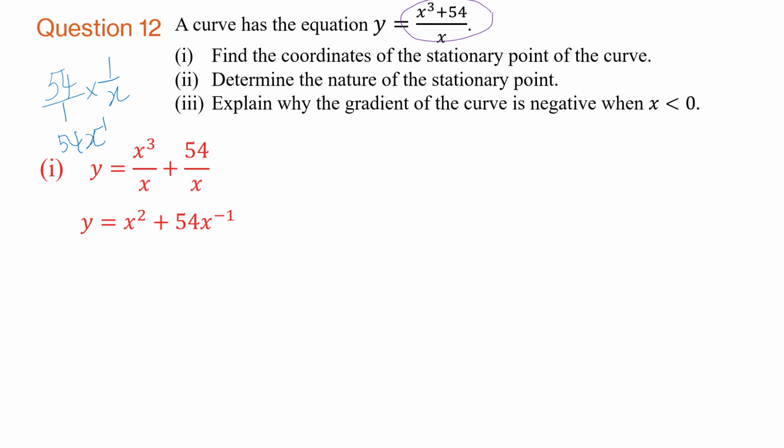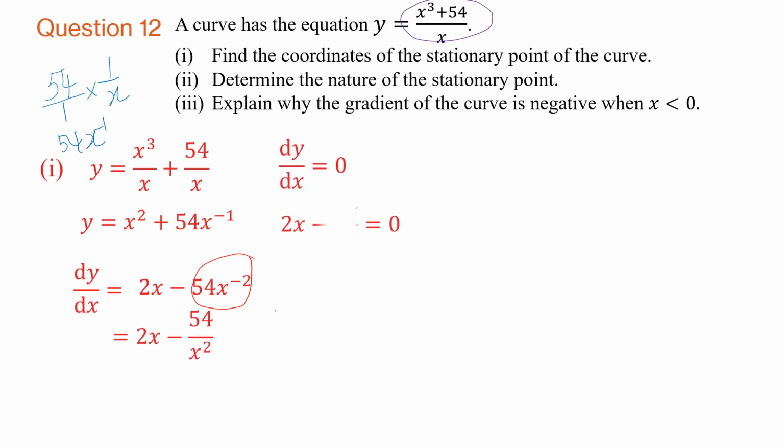Right, so we're going to find dy dx. Differentiate x squared, you get 2x. Differentiate 54x to the power negative 1, you get negative 54x to the power negative 2. The next step, we're going to change this back into positive index. Why is that so? Because we're going to let dy dx equal to 0, so it's easier to work with positive index. So the next step is let it equal to 0.